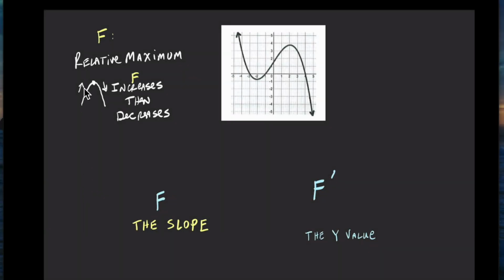Let's now look at the concept of a relative maximum on the parent f graph and how that shows up on the f prime graph using the switch maneuver. Folks, remember, a relative maximum on the f graph is where the graph increases and decreases. I want you to rewrite this in terms of the word slope.